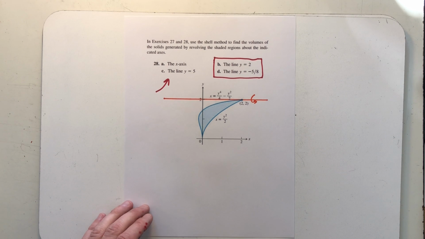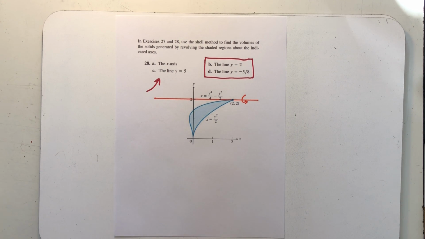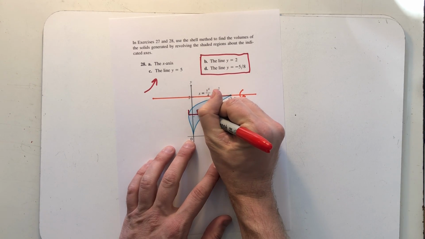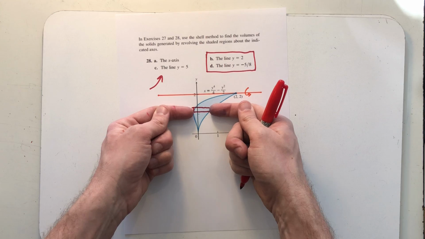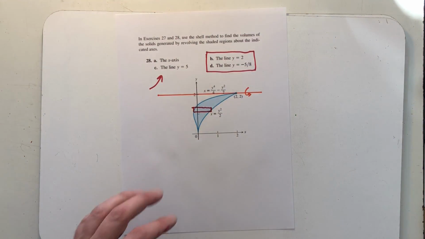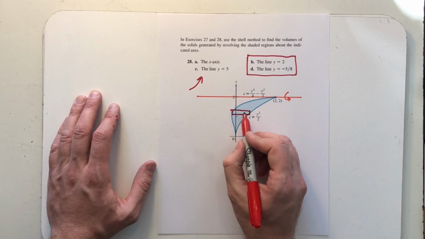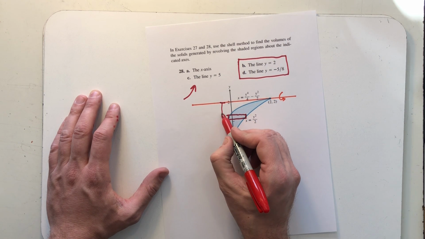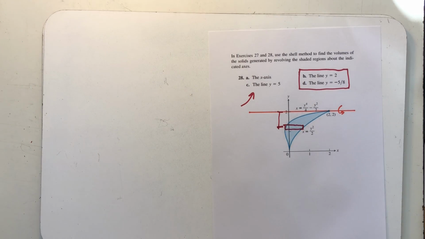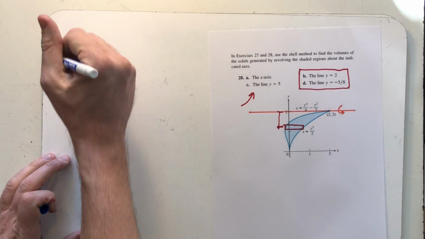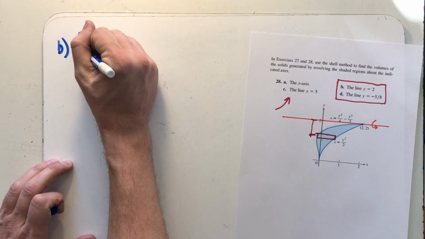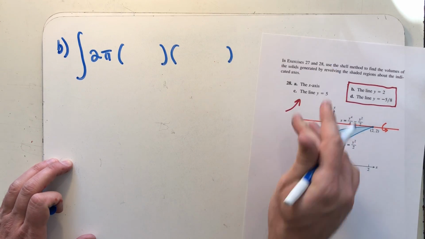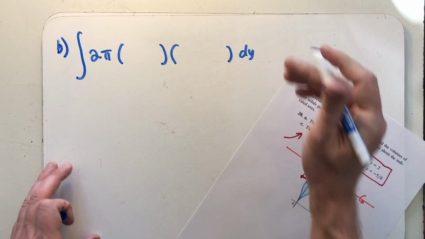So in the shell method, I need to remember that I always think about my shells being parallel to the axis of revolution. I always like to draw a little rectangle down here because I'm going to form my shell by revolving that rectangle around. And so the height of the shell would be a right function minus a left function, and then I'll also need to know a shell radius because, of course, to find this volume, I'll be thinking about integrating 2 pi times the shell radius times the shell height, and I'll be integrating with respect to y.